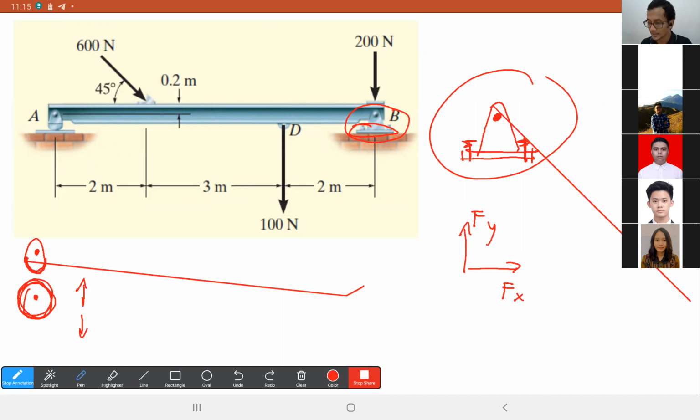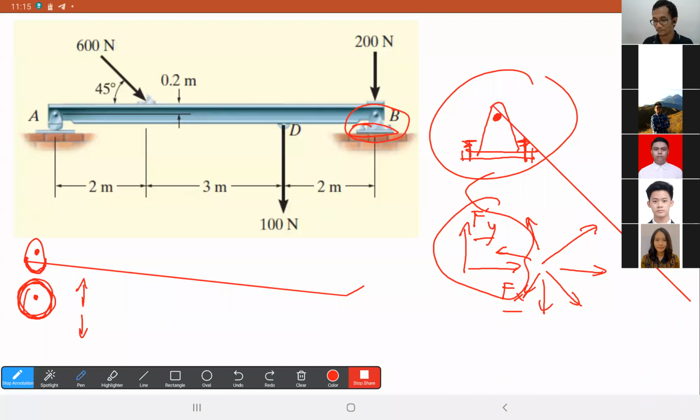Why? Because Fx and Fy, if the magnitude is not yet known, the total force can be anywhere, right? The total force between Fx and Fy can be in that direction, can be in that direction, can be like this, like this, like that. You get it, Matthew? Yes, sir. So actually, drawing like this is supposed to be enough.